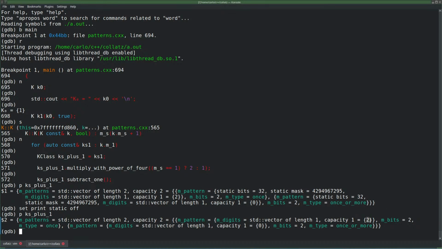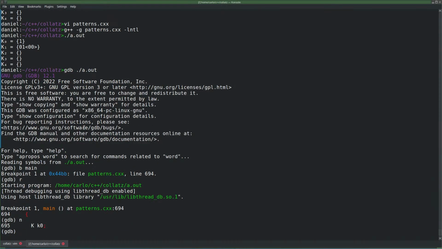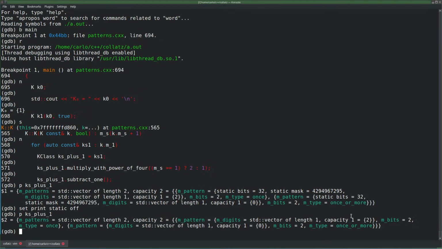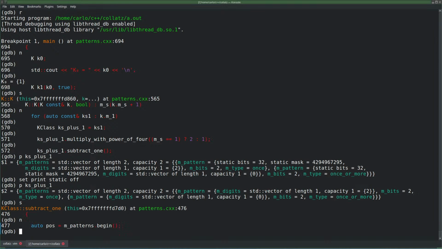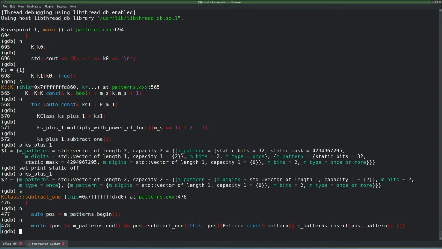So now it is 2 bits. That is 1, 0. There's a 0, 1 here instead of a 1, 0. Oh, that's because I subtract 1, yeah. Very correct. So now it is a 2, so 1, 0 followed by 2 zeros, once or more. And now I'm going to subtract 1 of that. And apparently that is not working. Well, pos unequal patterns end. Well, it isn't. And pos subtract 1, blah, blah, blah.